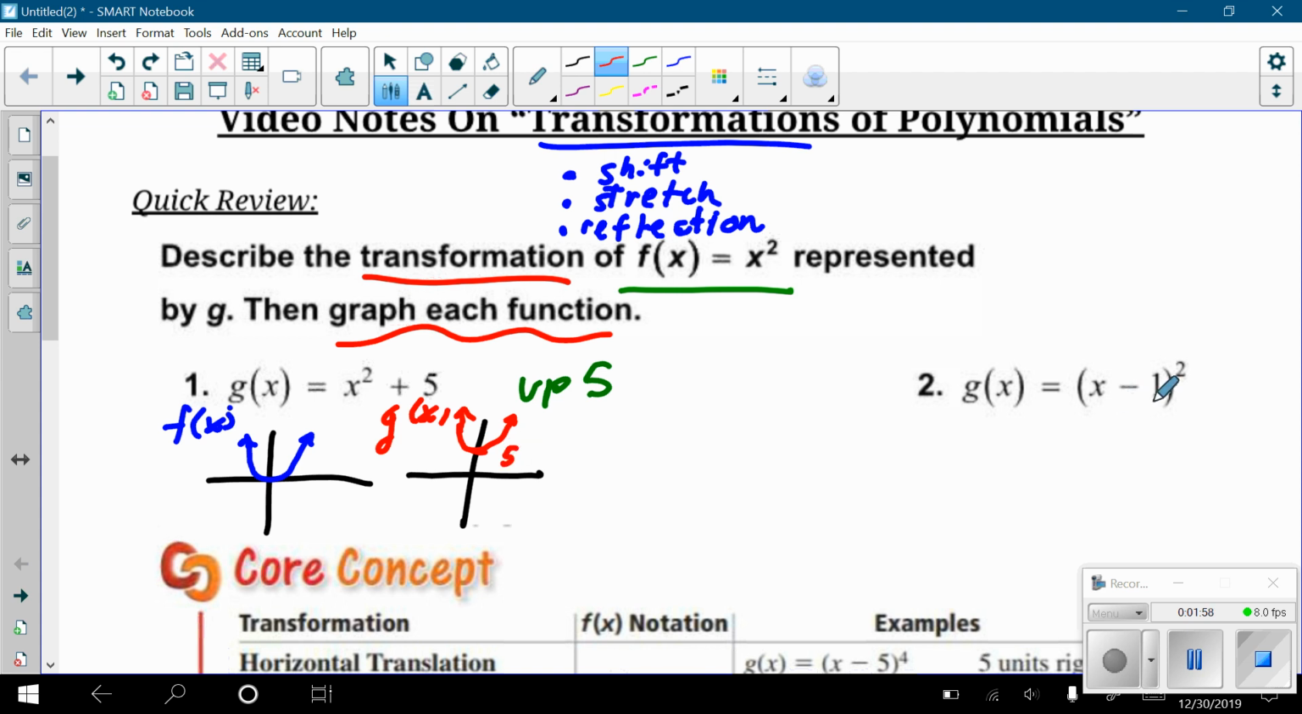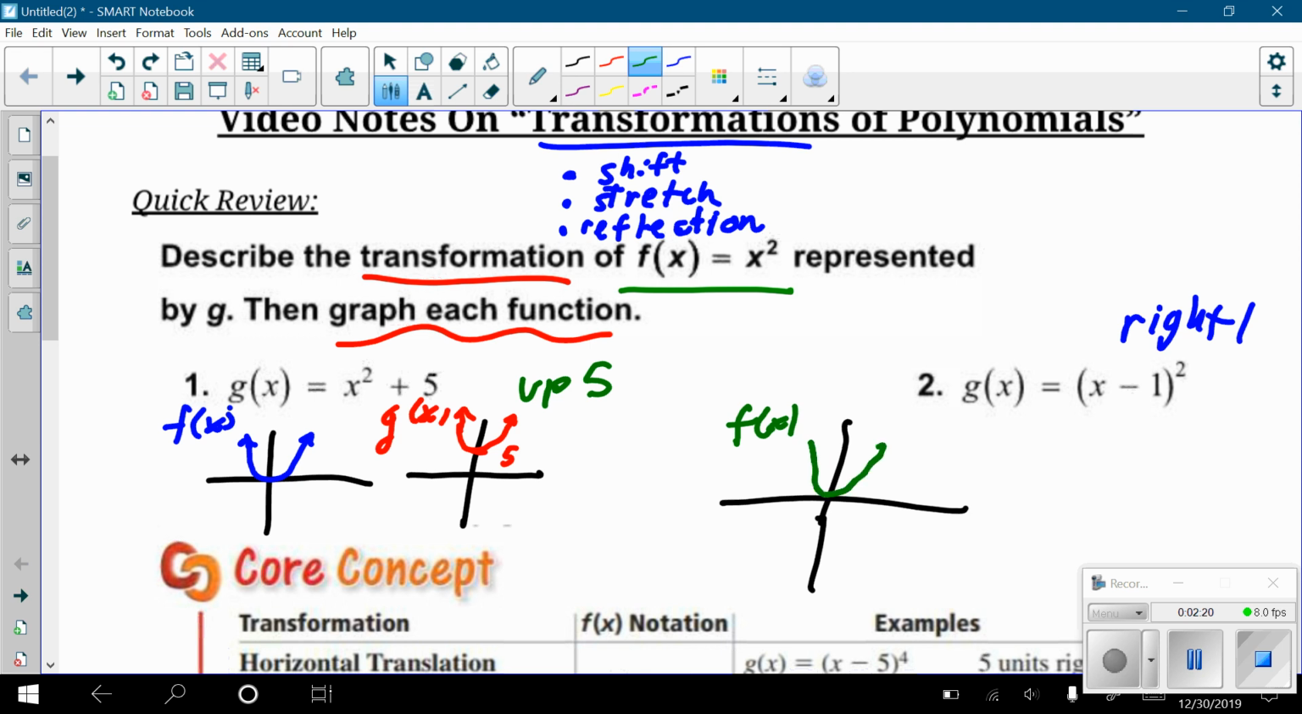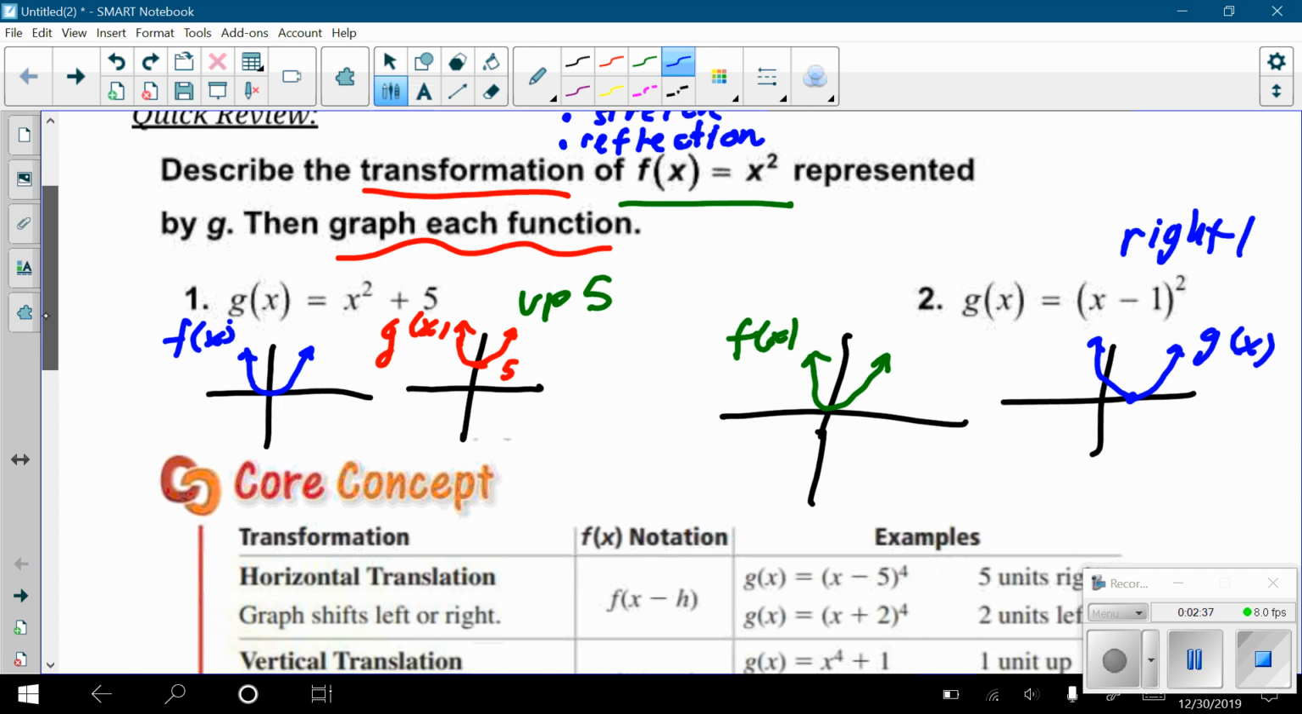For this next one, x minus 1 squared, all in parentheses. That minus 1 on the inside is horizontal, and it works backwards. So that minus 1, you'll remember, moves it right 1. So f of x, again, would look like our normal parabola going through the origin, having the origin as its vertex. And x minus 1 squared would be a parabola that's moved right 1. So its vertex would be at 1, 0, and it'd look like that. And that'd be g. I hope you guys remember that. That was on your final. You guys did a good job with that.